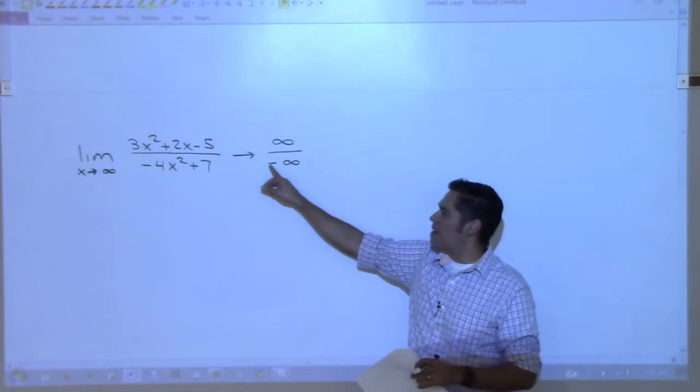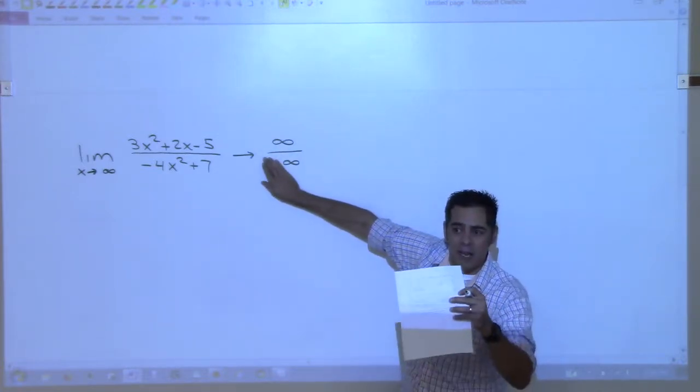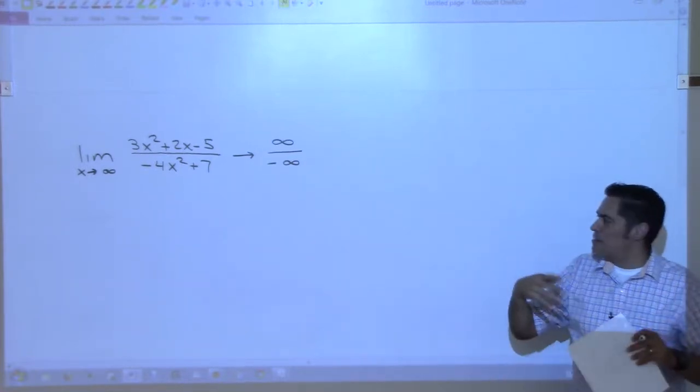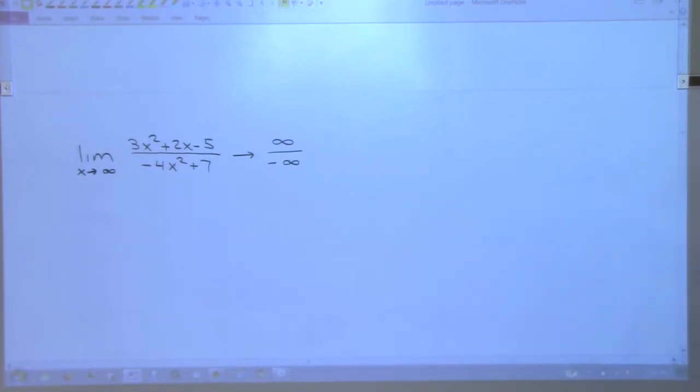Now, don't worry about the minus. It doesn't matter if that minus is there or not. We're still in that top left corner. We have something infinite over something else that's infinite. It doesn't matter that one of them is negative. All right? So what does it say we have to do? Some algebra or some trick.